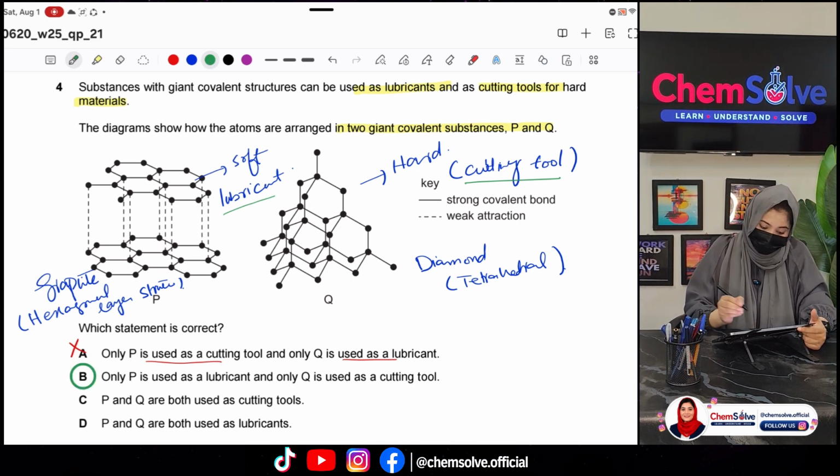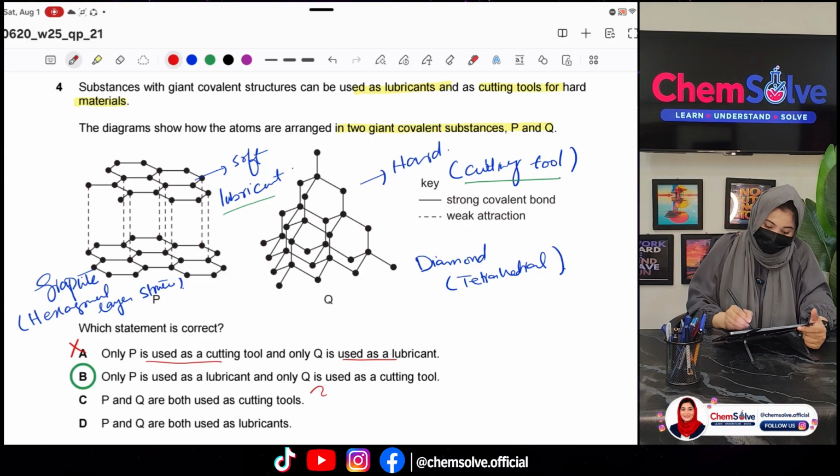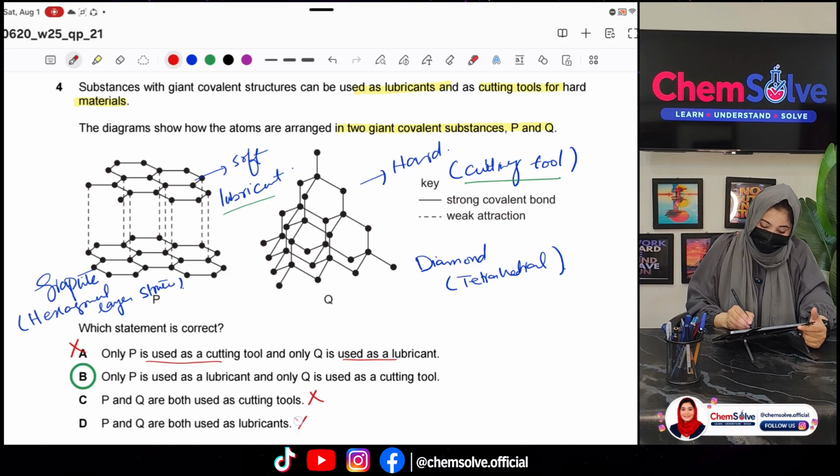Look at the C and D as well. P and Q are both used as a cutting tool? Of course not. P and Q are both used as a lubricant? Of course not.